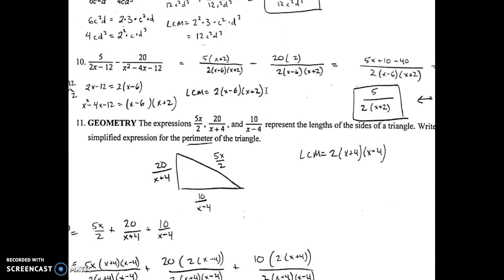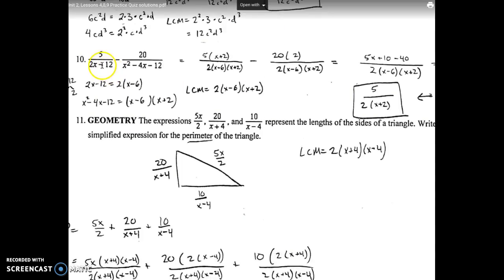Question 10 is pretty much the same kind of process, except we're doing subtraction of 2 fractions. We need to find the common denominator again. So we're going to find the least common multiple of our denominators. Our first denominator is 2x minus 12, and that factors into 2 times x minus 6. The second one, x squared minus 4x minus 12.